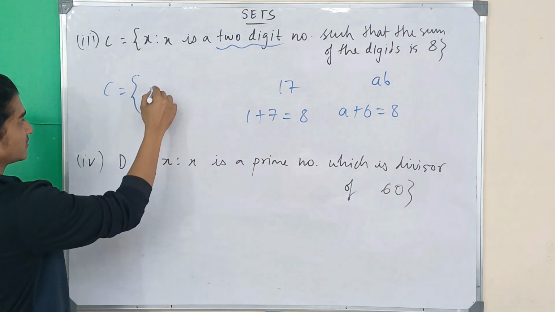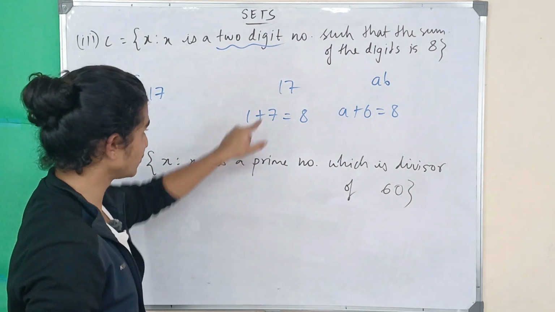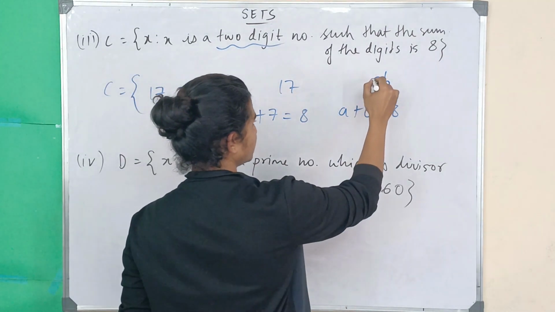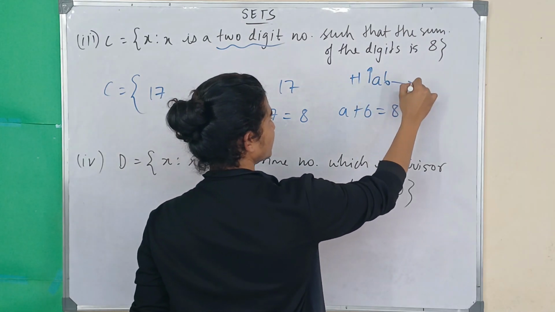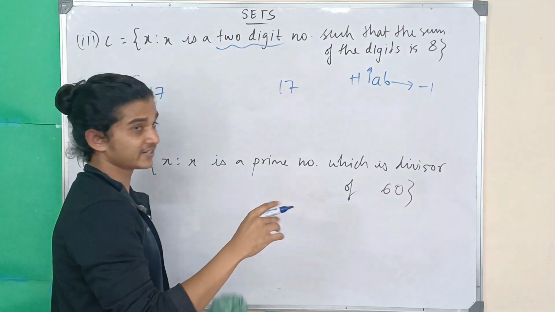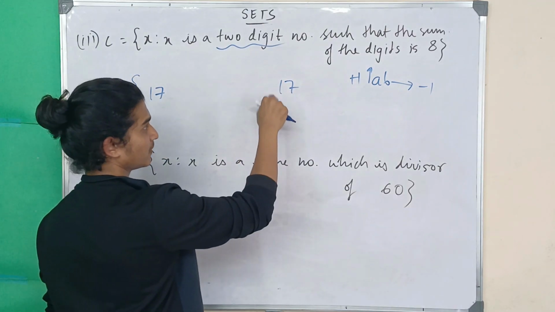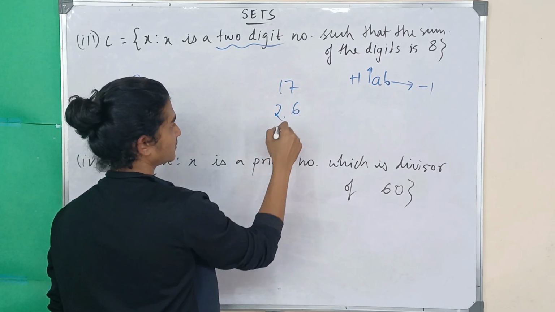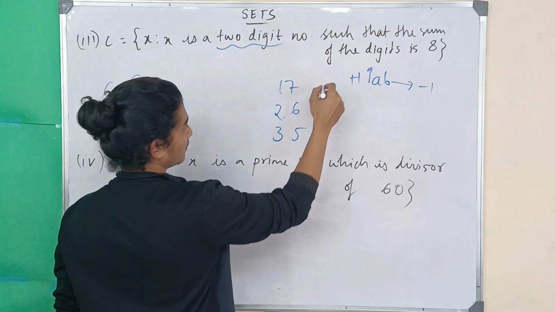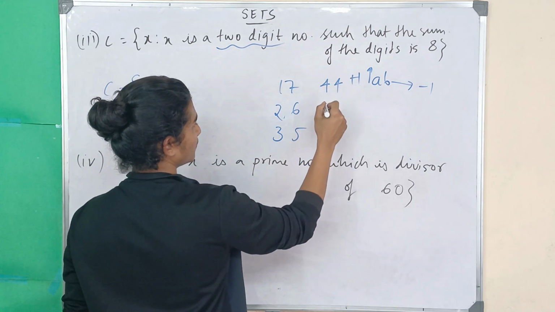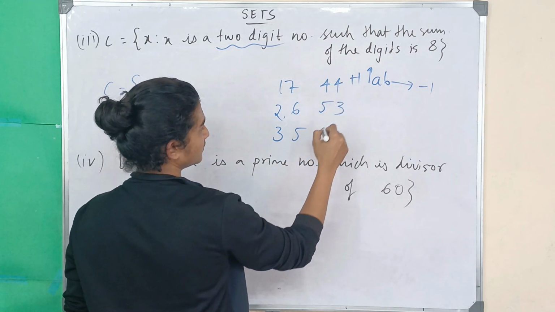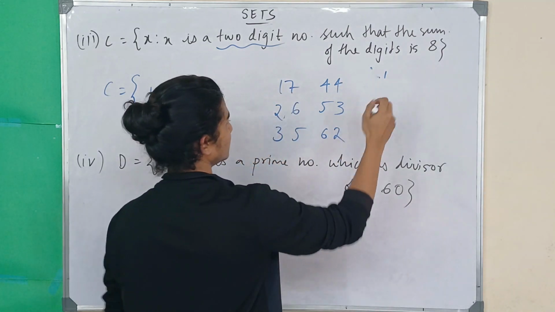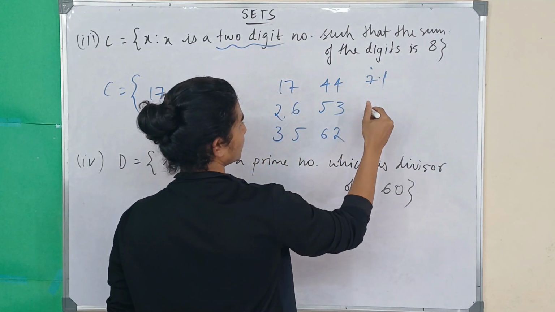So the first element is 17. You need to just increase this by 1 and decrease this by 1. The basic trick is, as I told you, increase this by 1 and then decrease this by 1. So 26, 35, 44, 53, 62, then 71, and then 80.